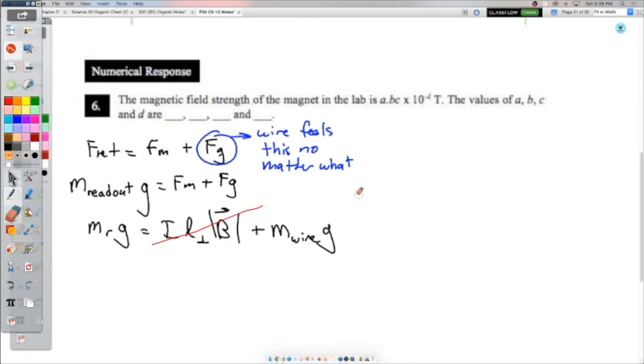Okay, now we're saying from that we would have that m_R g equals m wire times G, right? So if I divide both sides by G, we're saying that the mass readout on the scale would just be equal to the mass of the wire. Well, that makes sense, right? If there's no current and there's no magnetic force, this does make sense.